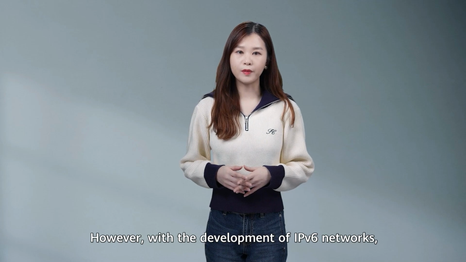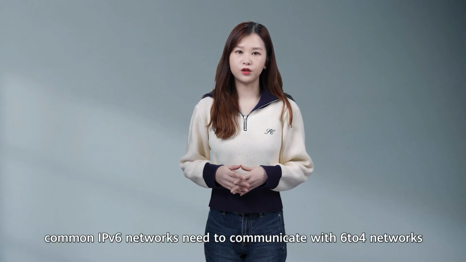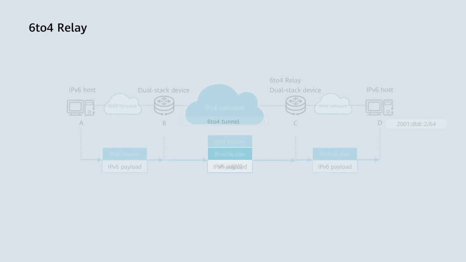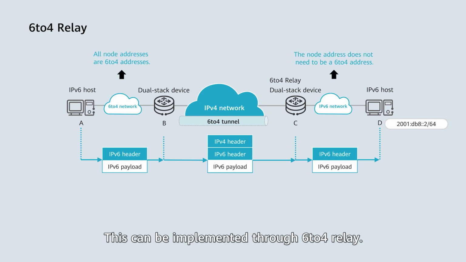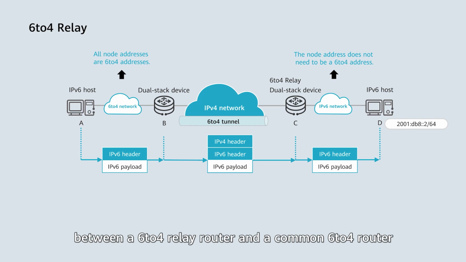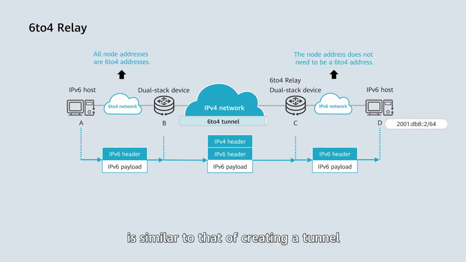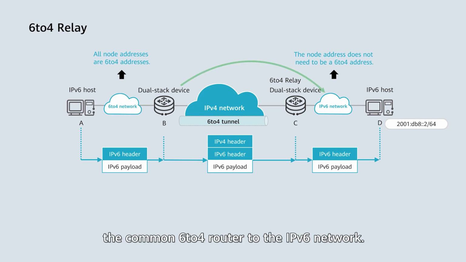However, with the development of IPv6 networks, common IPv6 networks need to communicate with 6to4 networks through IPv4 networks. This can be implemented through 6to4 relay. The method of creating a tunnel between a 6to4 relay router and a common 6to4 router is similar to that of creating a tunnel between common 6to4 routers. However, a static route needs to be specified from the common 6to4 router to the IPv6 network.